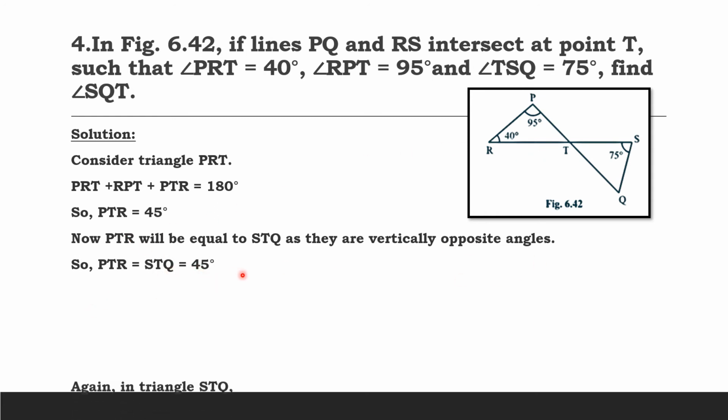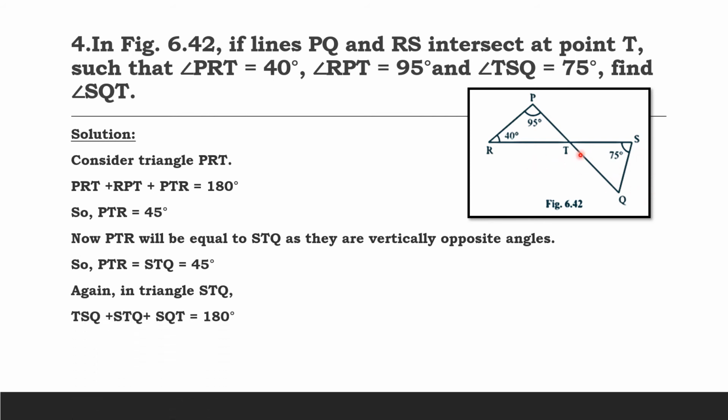Now considering triangle STQ, we know that the sum of the angles of a triangle is 180 degree and we know the measure of angle S and angle T. So we will substitute those values to find the measure of angle SQT. So we get TSQ plus STQ plus SQT as 180 degree and we know the measure of TSQ and STQ. Substituting it, we will get SQT as 60 degree.